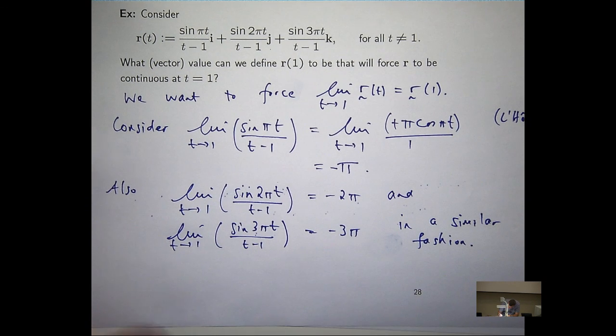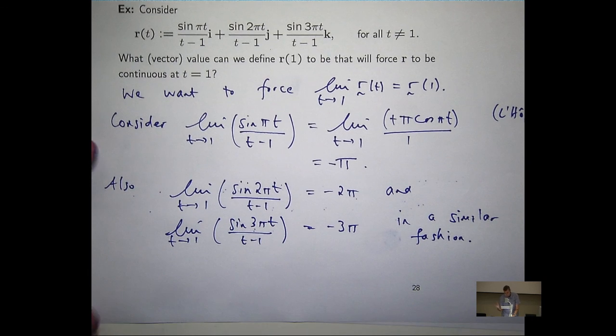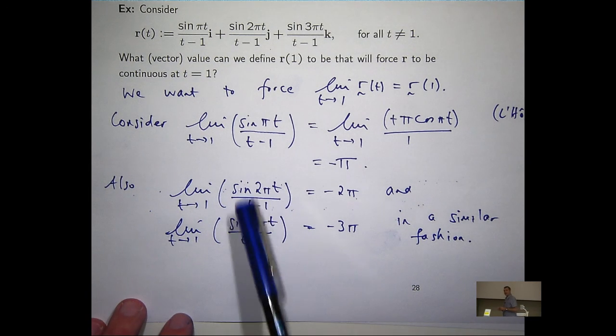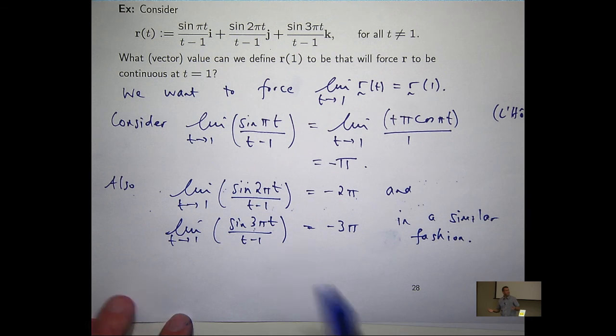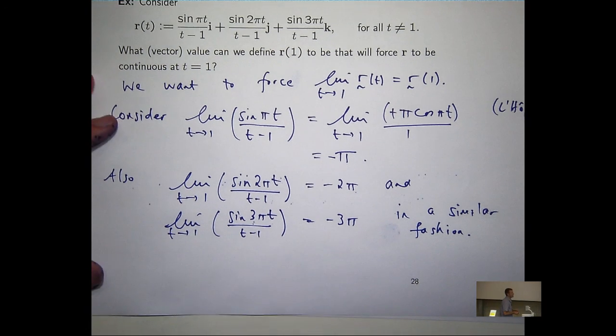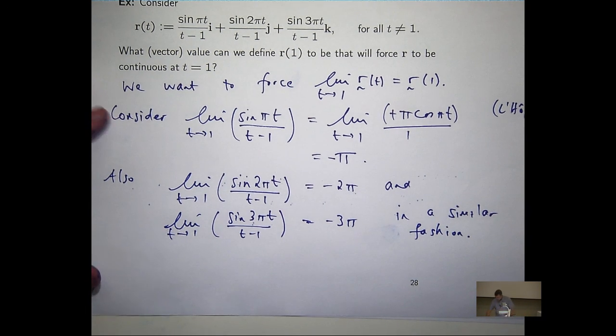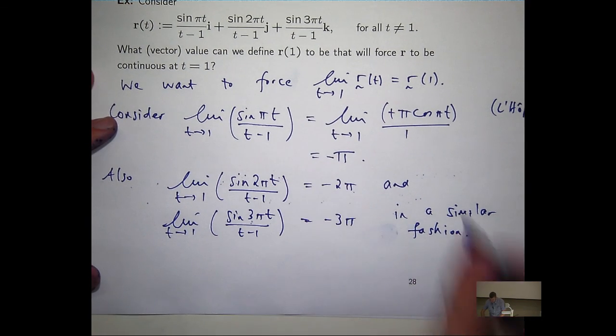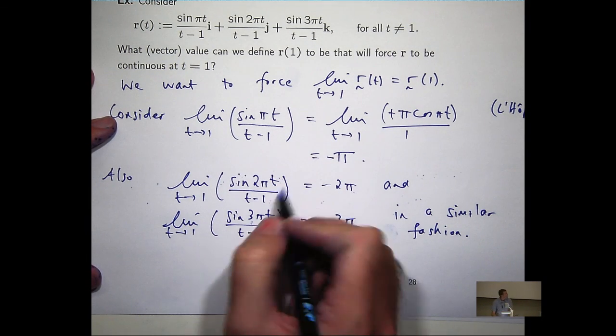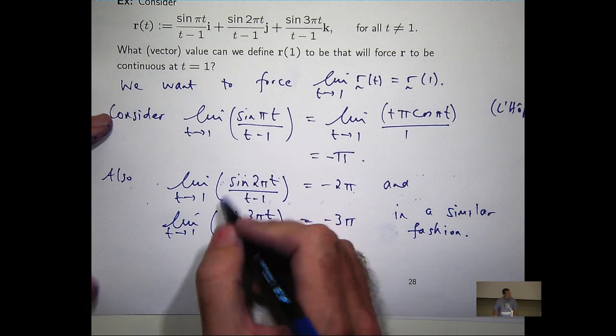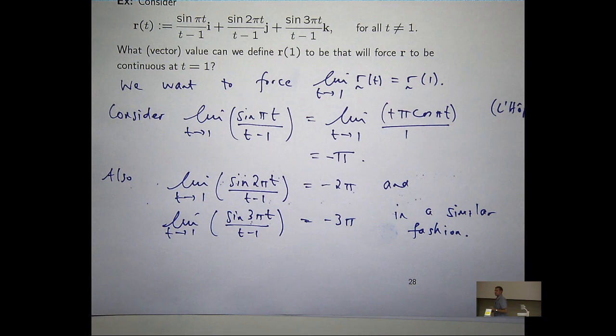I'm not going to write down all the details for those. Again, you're just applying L'Hopital's rule. So this limit's going to go to 2 cos 2 pi t, which is going to be 2 cos of 2 pi, so that's going to be positive 2 pi.